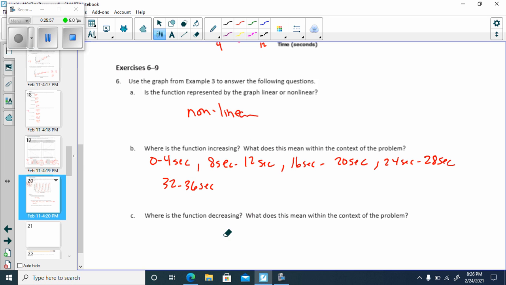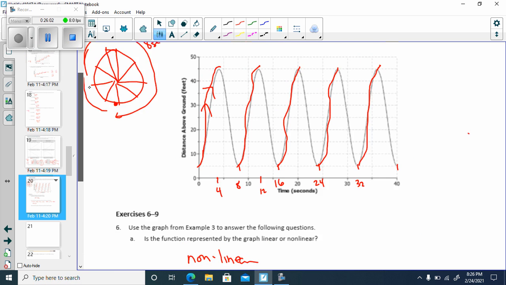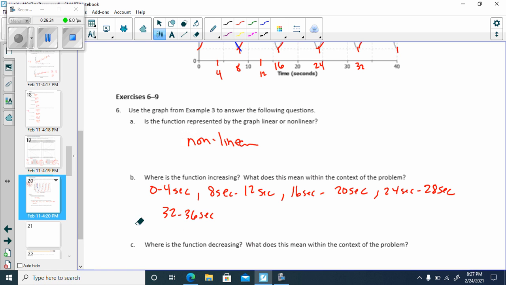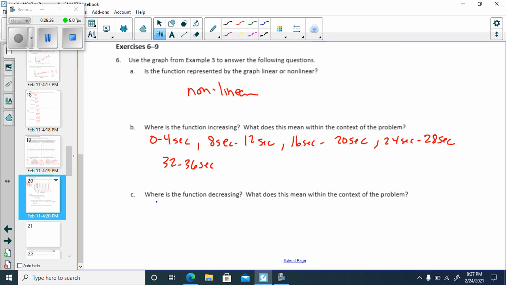Okay, now let's see, where's the function decrease? And what does this mean? If it's going up, that means you're on the part of the Ferris wheel where you're going up toward the top, right? Okay, now let's see where it's going down. Here it's going down, right? That would be from 4 seconds to 8 seconds, it's going down. So it's decreasing from 4 to 8 seconds.